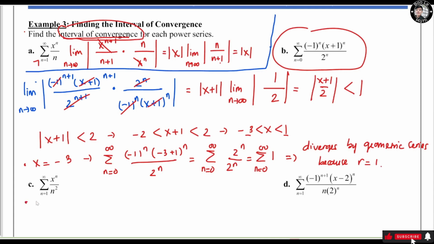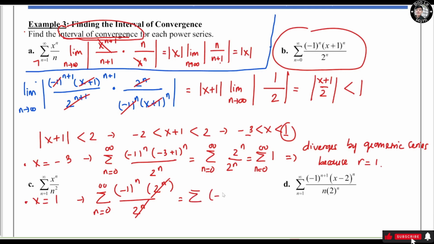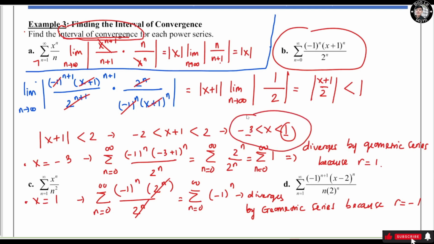Now we're going to check s equals 1. So the series becomes negative 1 raised to the n times 2 raised to the n over 2 raised to the n, when n goes from 0 to infinity. This cancels out, so it could be negative 1 raised to the n left right here. And this one diverges by the geometric series test because the common ratio equals negative 1. Final answer is just this right here.